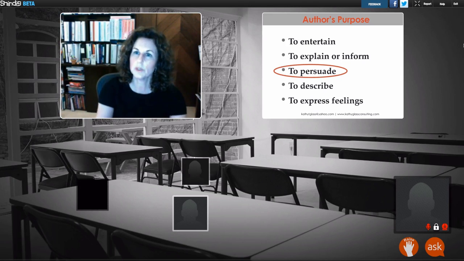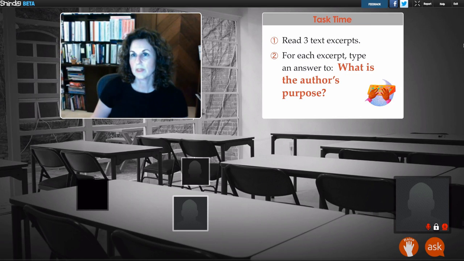And what you want to do is then isolate that group of cards that are meant to persuade, because these are author's purposes. And then when we look at those cards that are meant to persuade, then we focus on those cards for upcoming activities. Next, please. So here's a taste of what that activity would look like. Next.